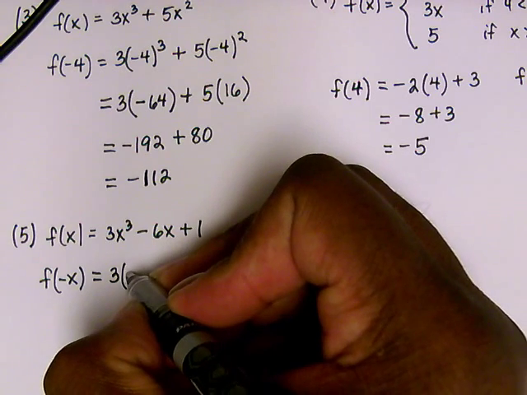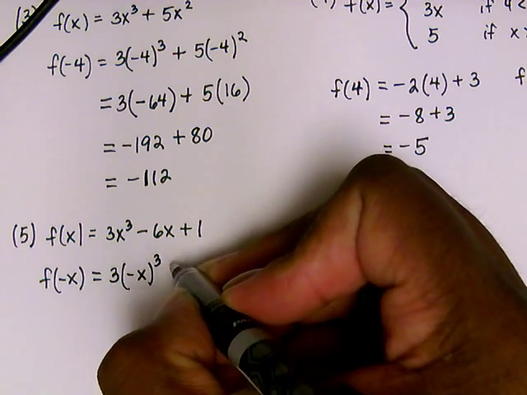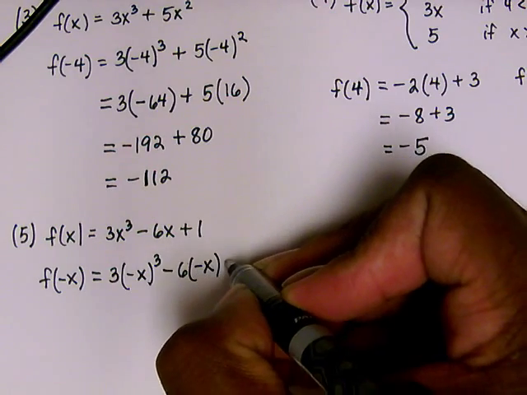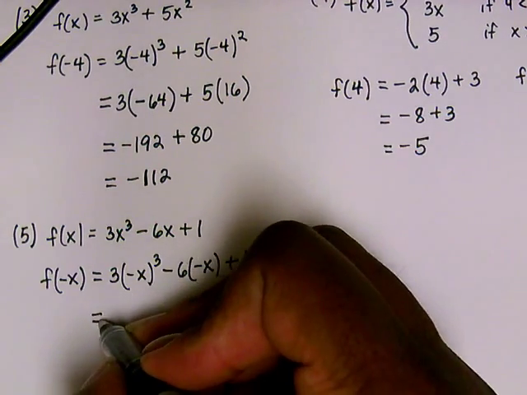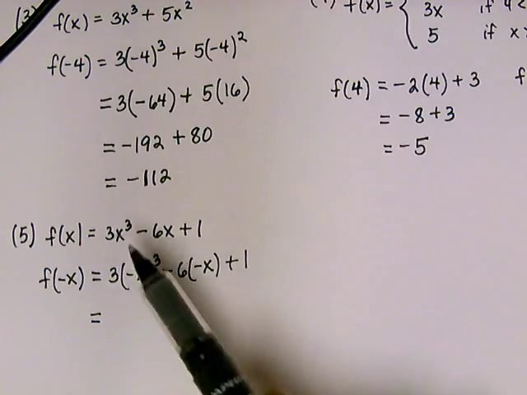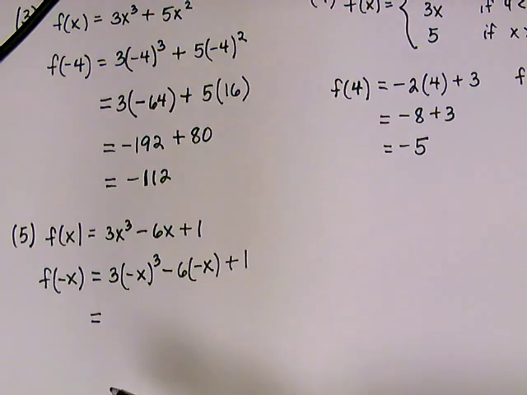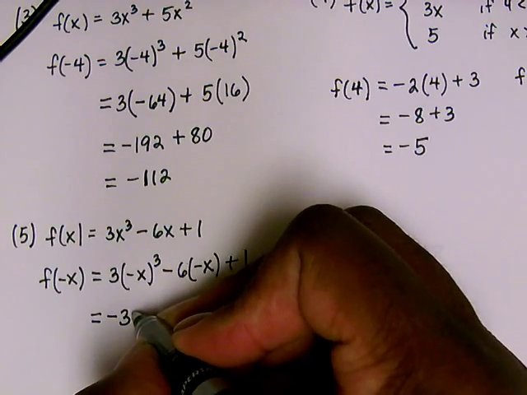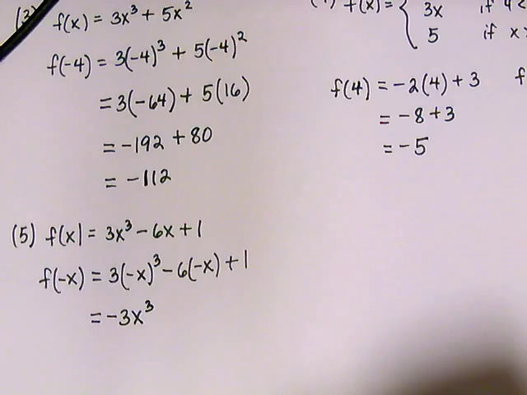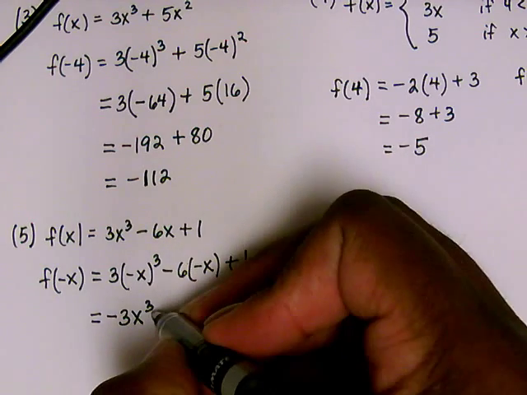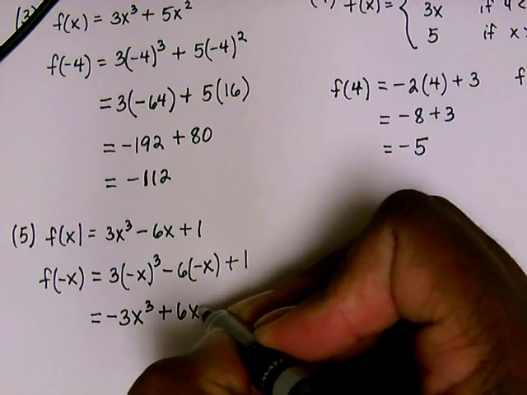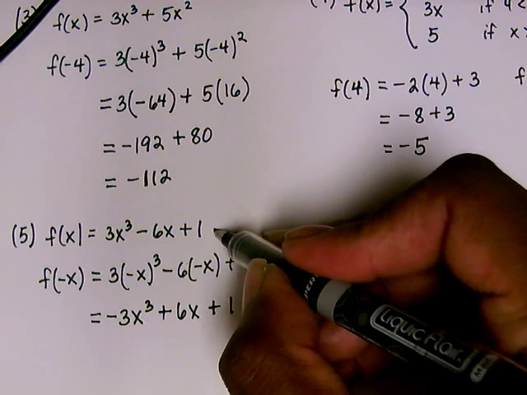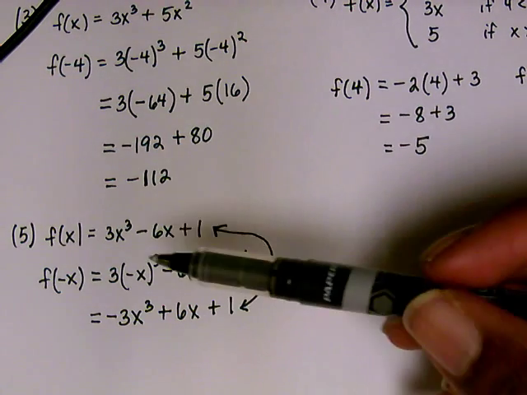So I'm going to have 3 times negative x raised to the third minus 6 times negative x plus 1. Now, a negative to an odd power will be negative. So here I'm going to have a negative 3 and then x cubed. Minus 6 times the negative x will be a plus 6x and then plus 1. Now compare f of negative x with f of x. You're going to compare those two.